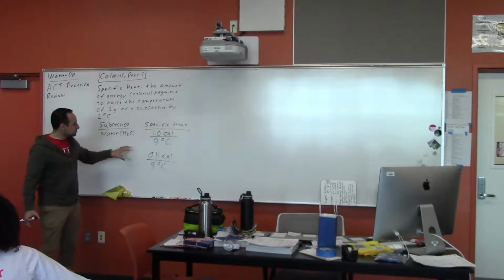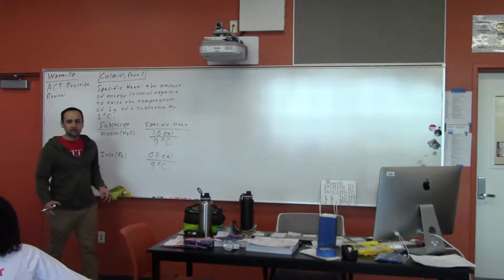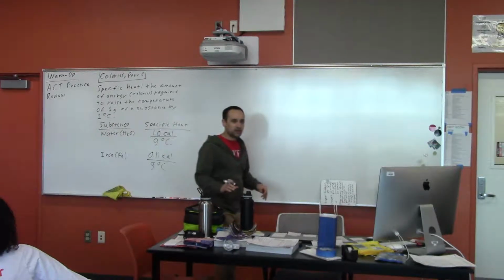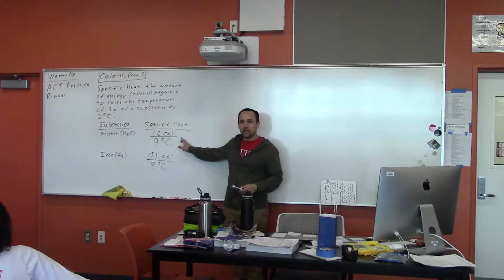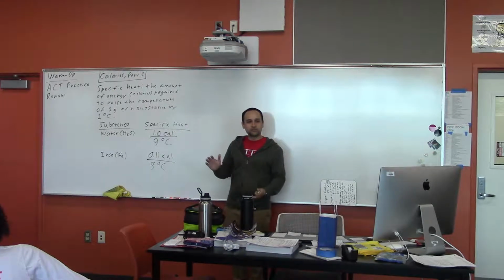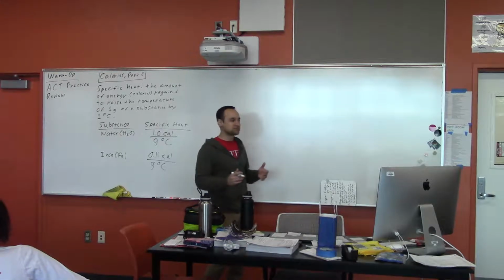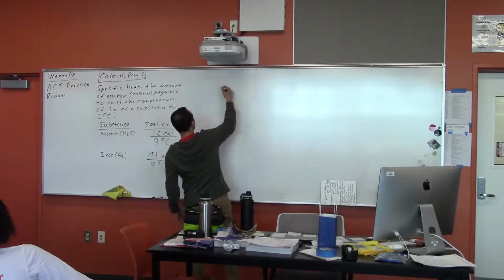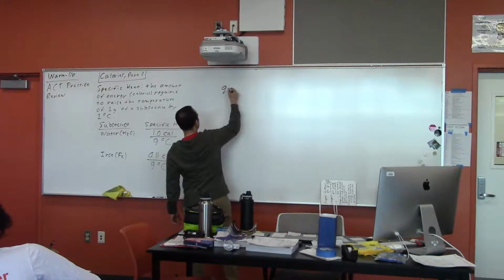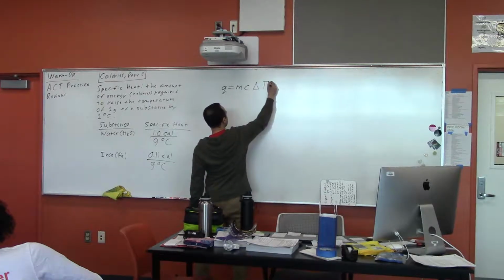So what we can do with these specific heats is calculate the amount of energy that something absorbs. If we know something's specific heat and we know the temperature change of that thing, we can calculate how much energy that thing has absorbed, whatever it is. When we do these calculations, we use an equation that looks like this: Q equals mc delta T.